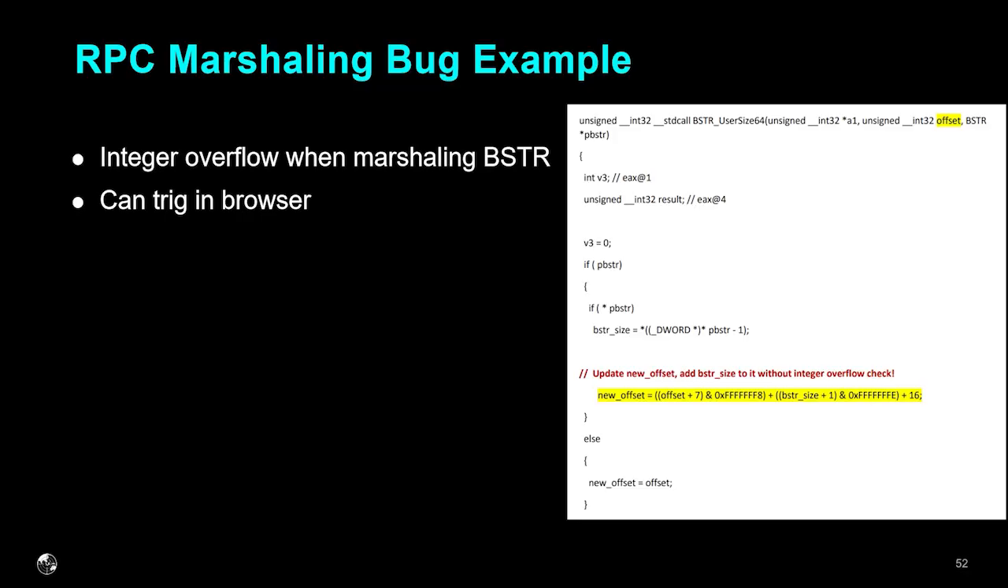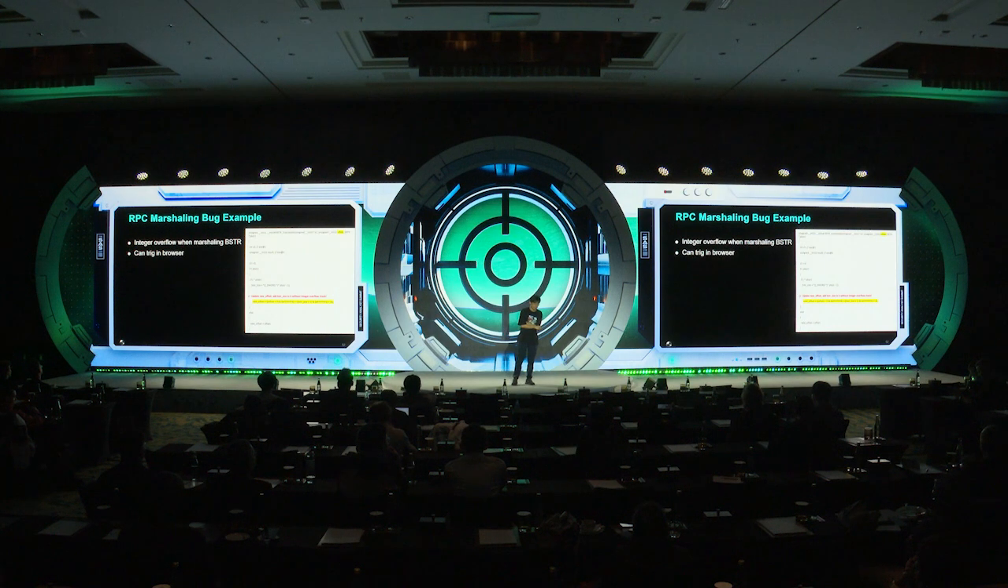Next is an example of an RPC marshalling bug. It's an integer overflow when the server tries to marshal a big-sized BSTR string and send it back to the caller. To trigger this bug, we need to find some way to let the server send us a big BSTR string, and usually proxy servers are somewhere to look with this requirement.